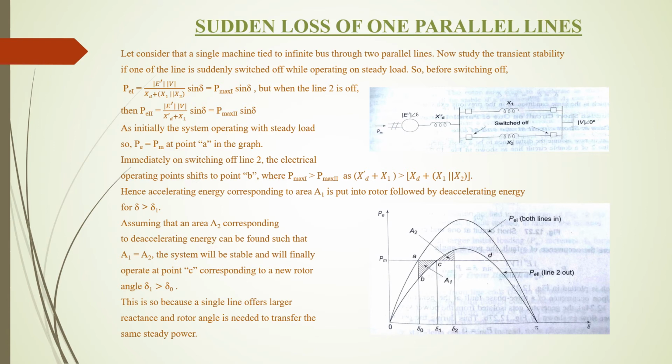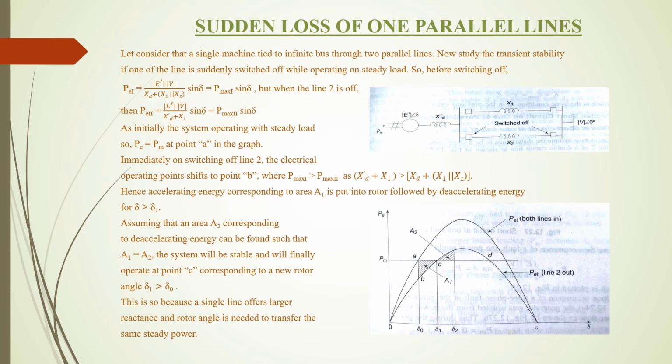So before switching off, the electrical power Pe1 is equal to |E'||V'| divided by Xd plus X1 parallel X2, where Xd is the reactance near the generator and X1 and X2 are the reactances of lines 1 and 2 respectively. So Pe1 will be represented as Pmax1 sin δ, but when line 2 is off then the electrical power will be P2, which equals |E'||V'| divided by Xd' plus X1 into sin δ, that will be represented as Pmax2 into sin δ.